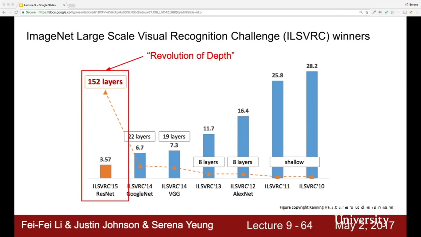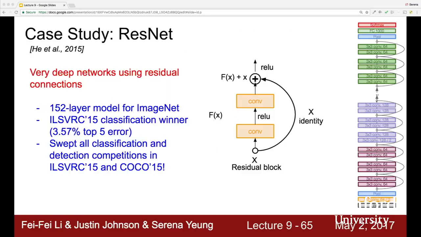And now let's look at the 2015 winner, which is the ResNet network. Here the idea is really this revolution of depth. We were starting to increase depth in 2014, and here we've just had this hugely deeper model at 152 layers. So the ResNet architecture is getting extremely deep networks, much deeper than any other networks before, and it's doing this using the idea of residual connections that we'll talk about.